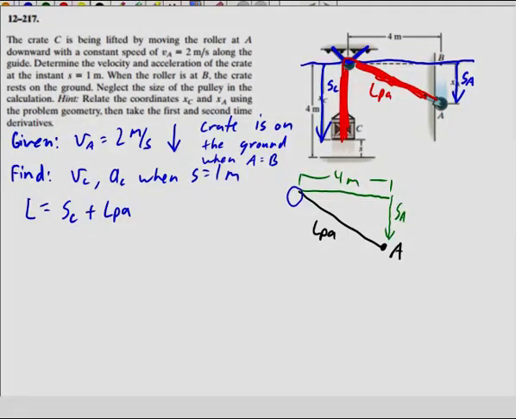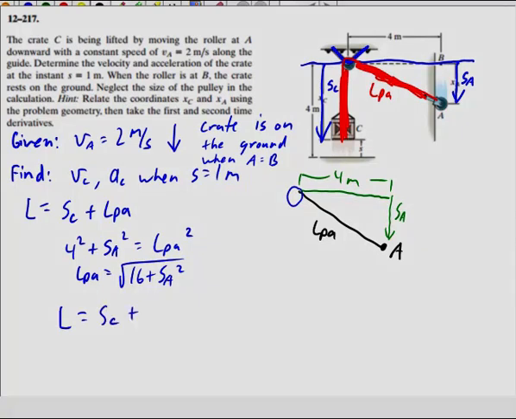So with that triangle that we see here, we can use the Pythagorean theorem, and we can say that 4 squared plus SA squared is equal to LPA squared. Solve for LPA. It equals the square root of 16 plus SA squared. Okay, now we have our equation for the length of the rope: SC plus LPA, which we know is the square root of 16 plus SA squared.